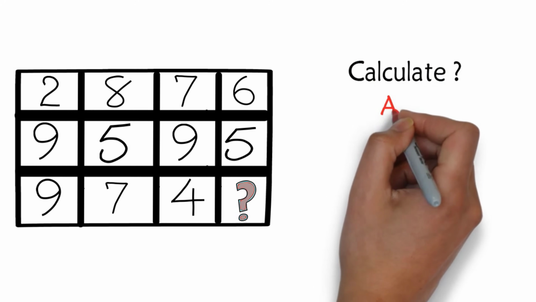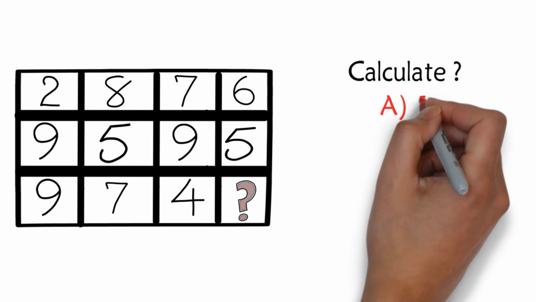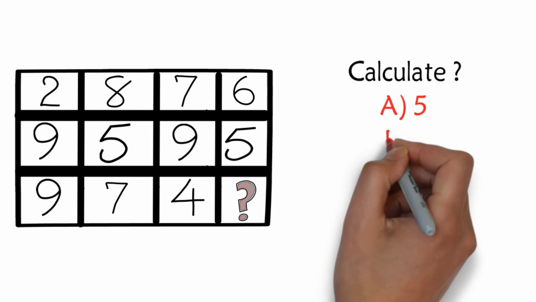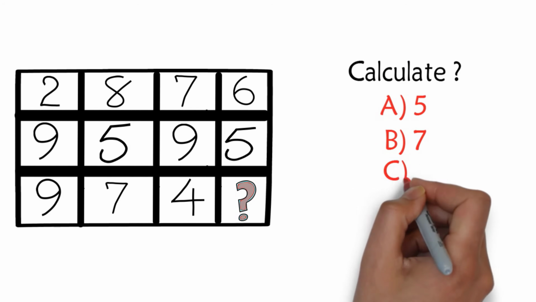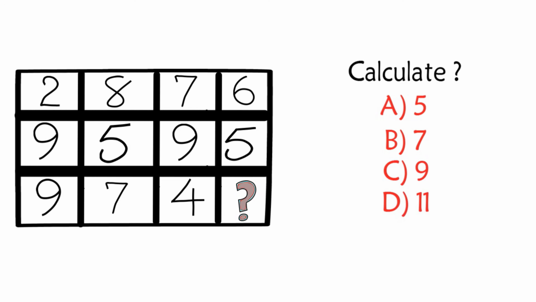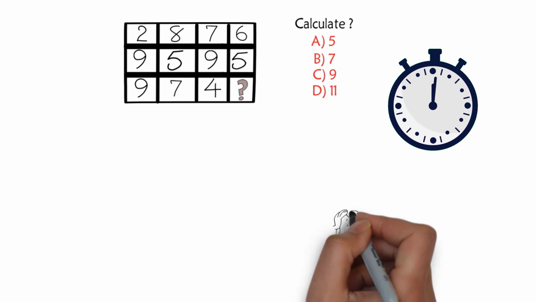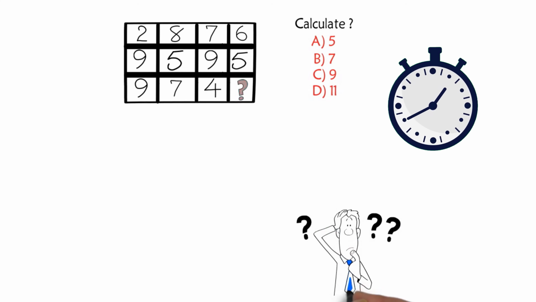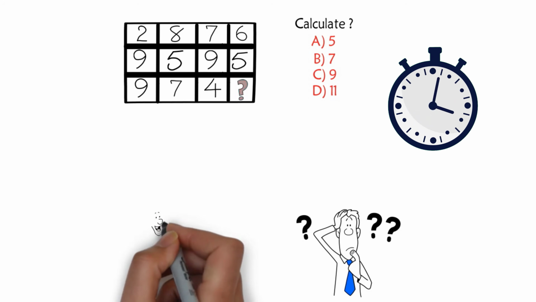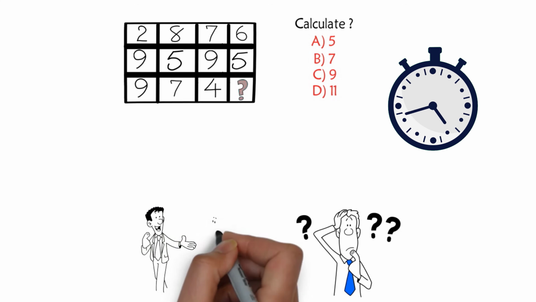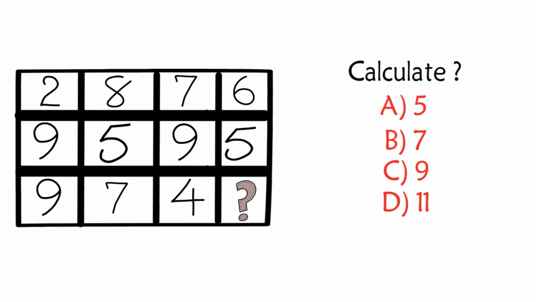You can choose from one of 4 different choices. Choice A, 5. Choice B, 7. Choice C, 9. And choice D, 11. Do you think you can come up with the answer? Give yourself 5 to 10 seconds. This is about as much time as you will get on the test. Let's continue to see how we can get to the correct answer together.